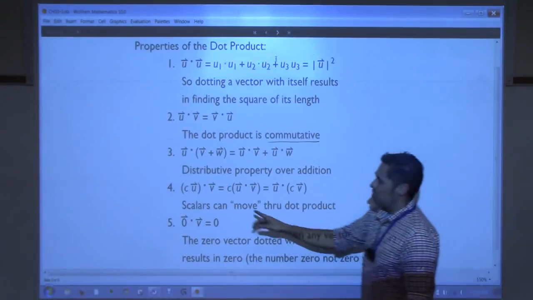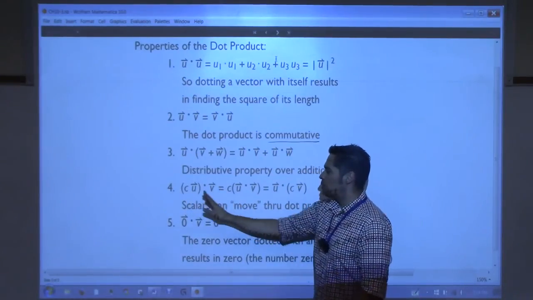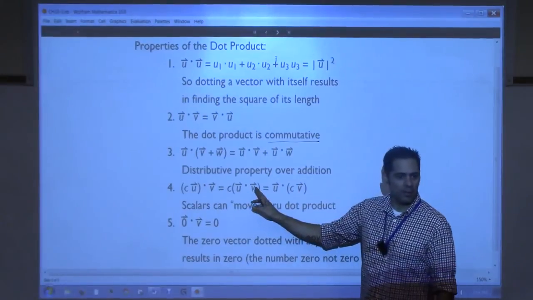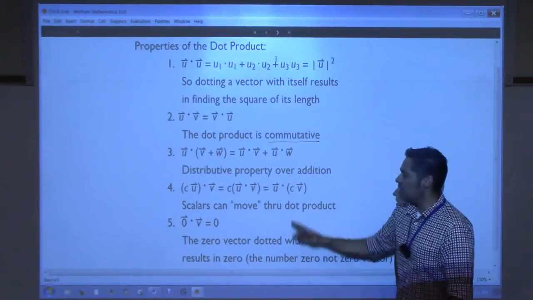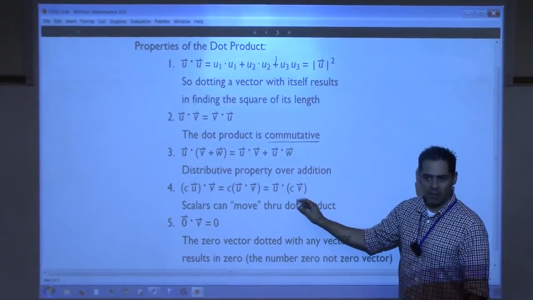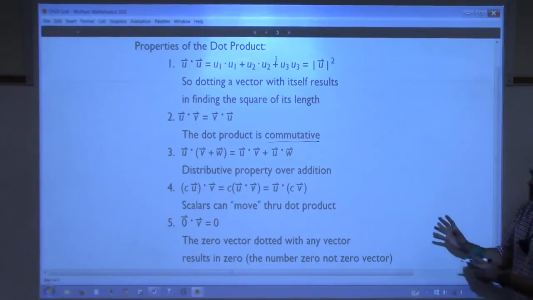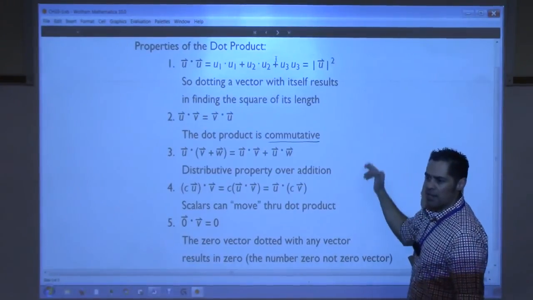If you scale a vector and then dot it with some other vector, you don't have to worry about the scalar. You can dot the two vectors first, then scale it. You can even move the scalar to the other vector. It all doesn't matter. So dot product is very well behaved. It lets you follow a lot of the rules that you had with standard numbers.